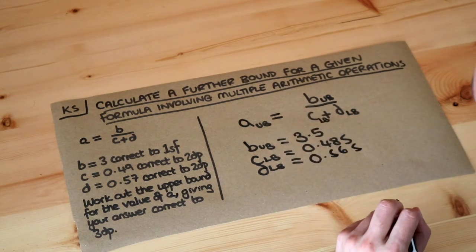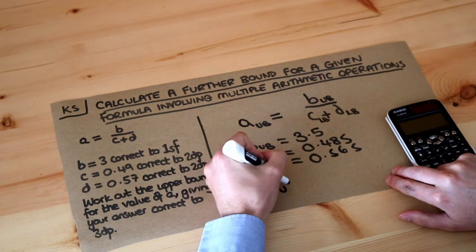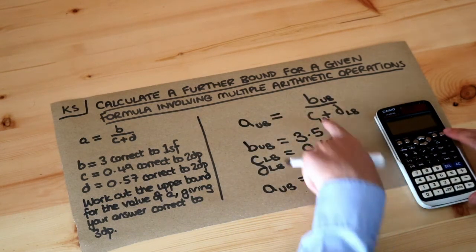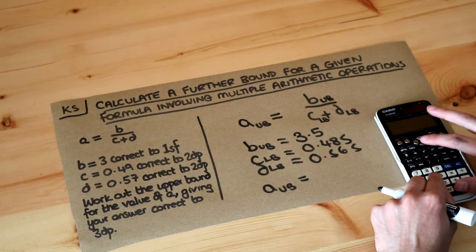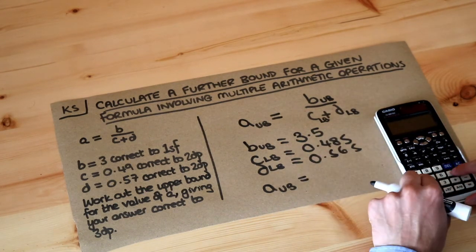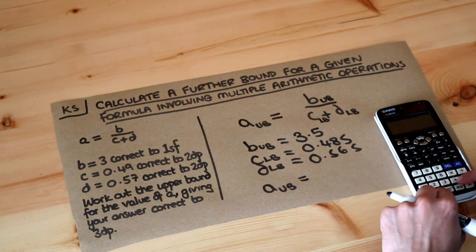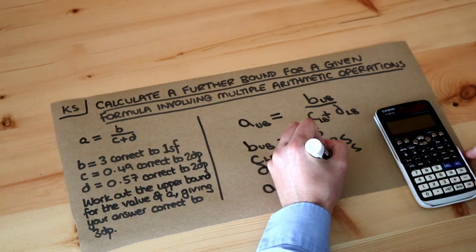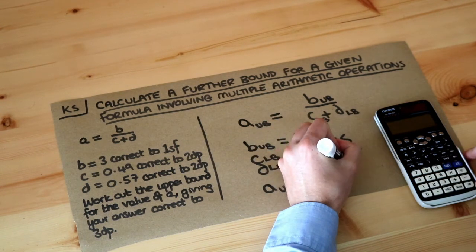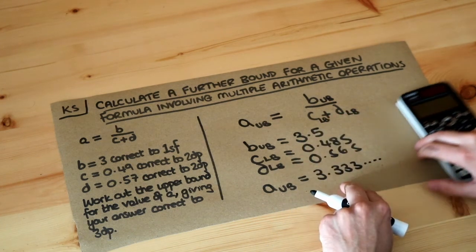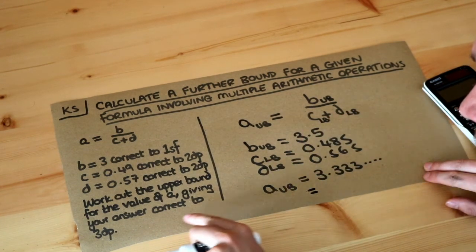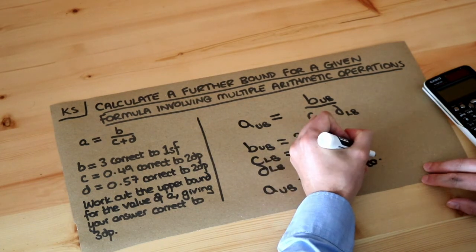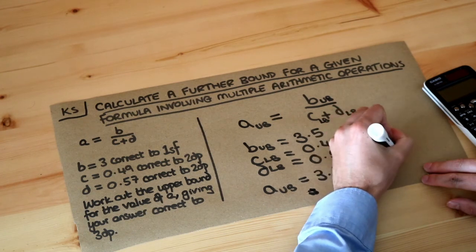And then we're just going to plug all these numbers into our lower bound, upper bound formula. So we're going to do the upper bound of b, which is 3.5, over the lower bound of c, 0.485, plus the lower bound of d, 0.565, and that gives you 3.33333333. So it's basically 10 over 3, 3 1/3, and we want the answer to 3 decimal places, so in fact it is 3.333 to 3 decimal places. And that's the final answer.